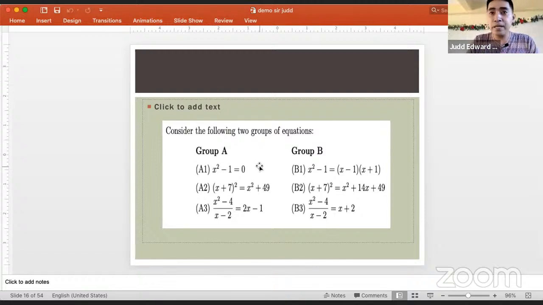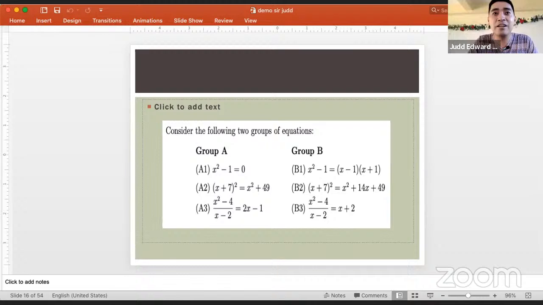Well, sa group B naman, x squared minus 1 is just equal to the quantity x minus 1 times the quantity x plus 1 because that is the factored form of x squared minus 1. Okay? So, if the left side is equal to the right side, ano naman kayang tawag natin doon? Kung yung group A, ang tawag natin doon is conditional, ano naman kaya yung tawag natin sa group B wherein the left side is equal to the right side?